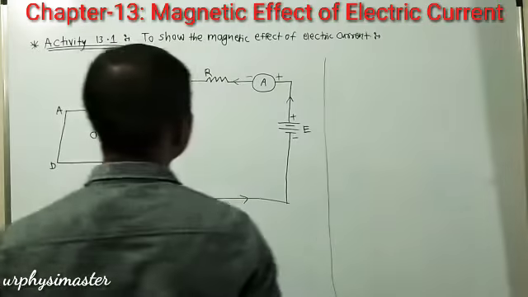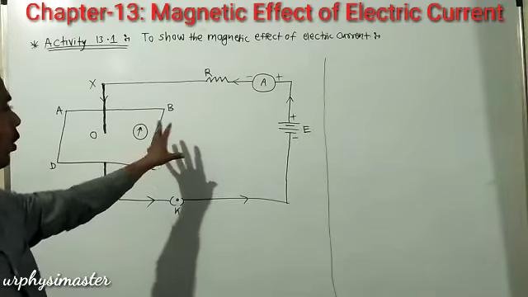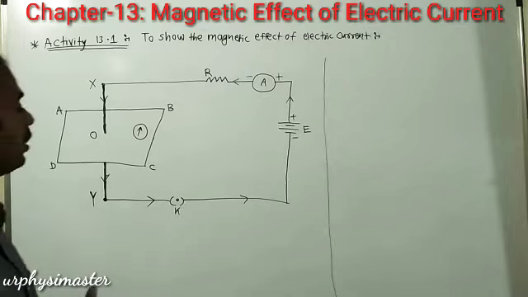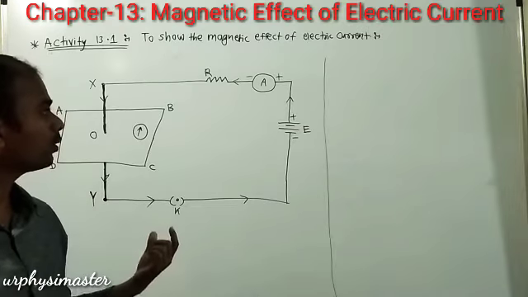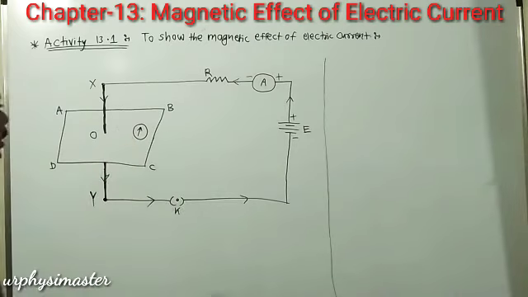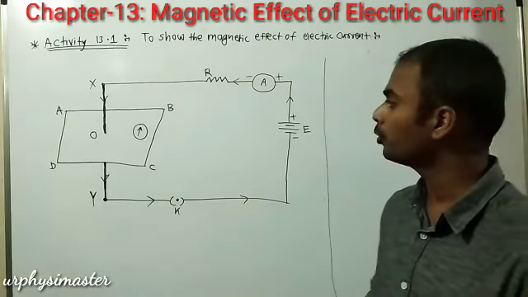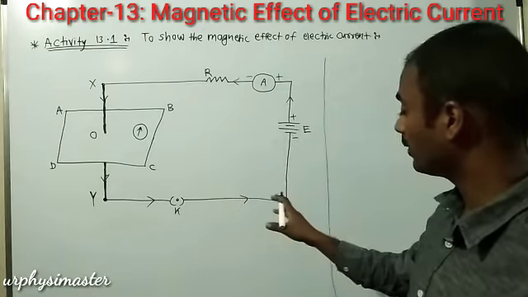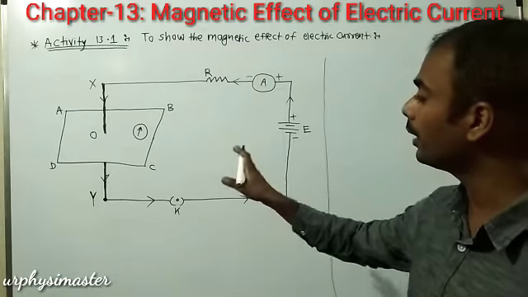In this activity, before passing the current through the circuit, when there is no current flowing through the circuit, we have to notice the position of the magnetic needle. We have to notice the position of the magnetic compass before passing the current, when there is no current in the circuit.